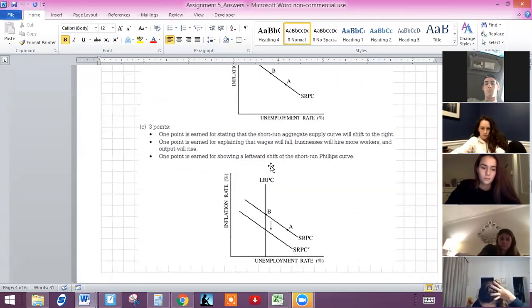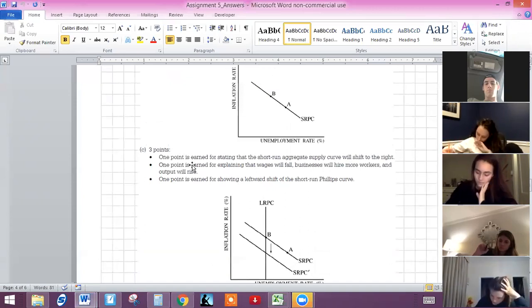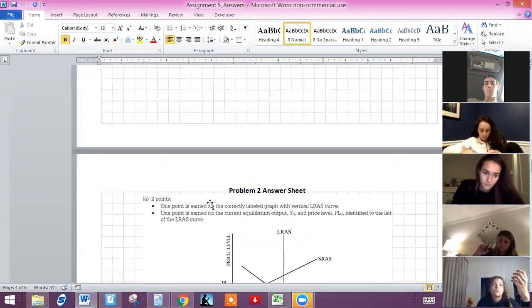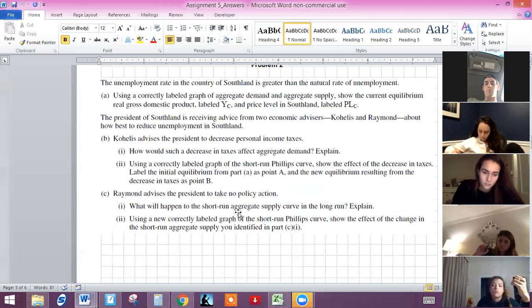where are we here? 1 point is earned for explaining that wages will fall. The business will have to hire more workers. Well, no, I'm getting ahead of myself. Sorry. 1 point is earned for stating that, so all they say here is the short run supply curve will shift to the right. You don't have to put everything that I put, but it's important to know that. Now, this part is the next part of it, which is right here.